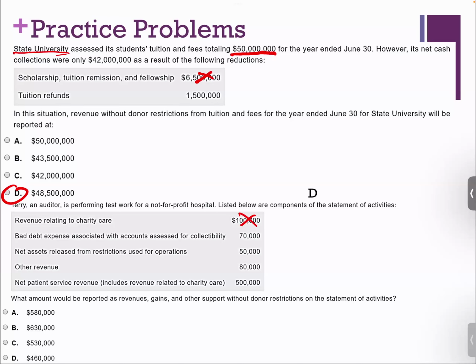Bad debt expenses associated with accounts assessed for collectability. Remember, if they're assessed for collectability, then it's just a bad debt expense. So that wouldn't be included. Net assets released from restrictions used for operations. That is, remember, it's one of the two. Other revenue. Yes. Net patient service revenue, but it includes charity care. So not really that. We need to subtract off our charity care.